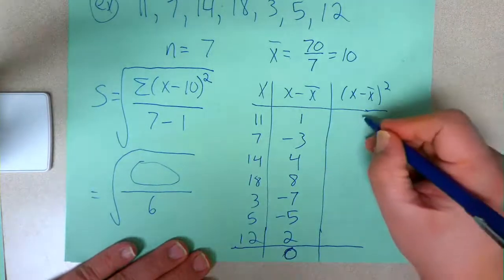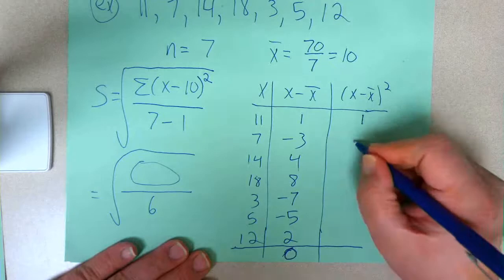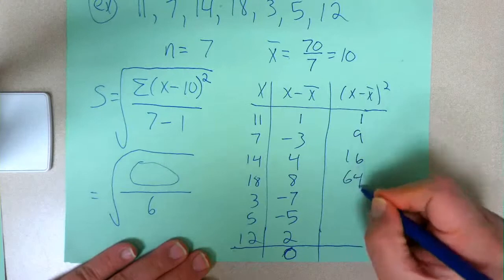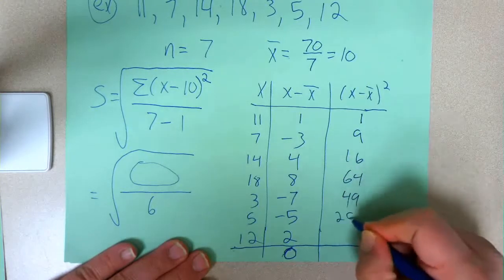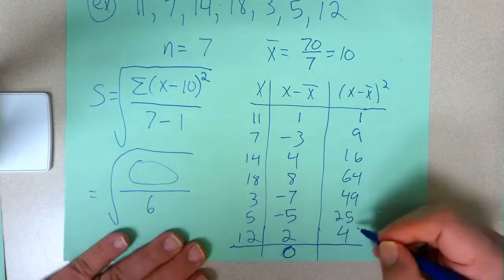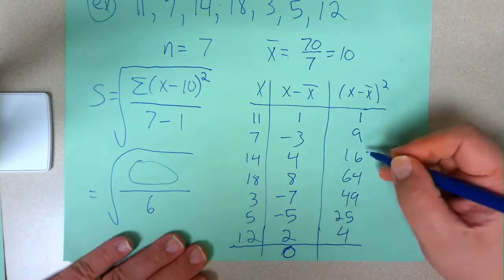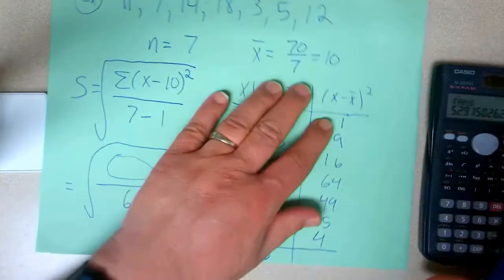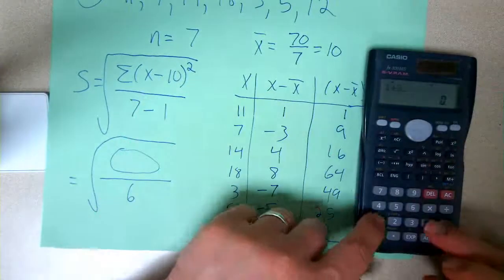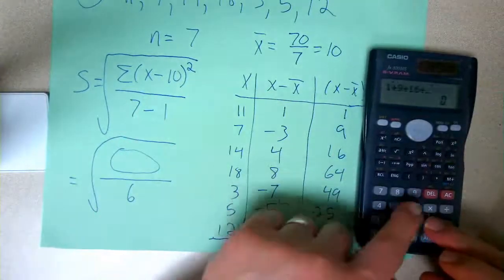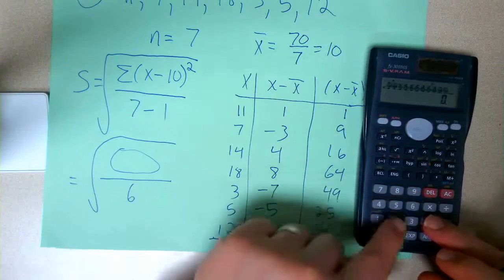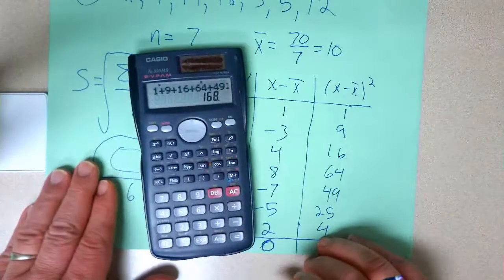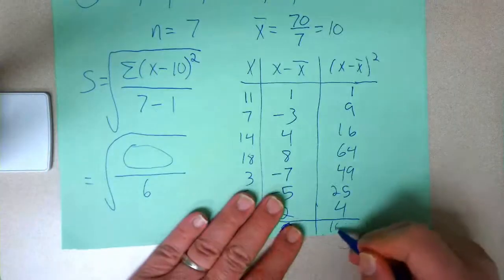So 1 squared is 1, negative 3 squared is 9, this would be 16, 64, 49, 25, and 4. So those are all going to be positive. And then when you add these together, they should equal, I think, 168. So let's see: 1 plus 9 plus 16 plus 64 plus 49, 25 plus 4. Yes, I get 168 there. Okay? So that is the sum.